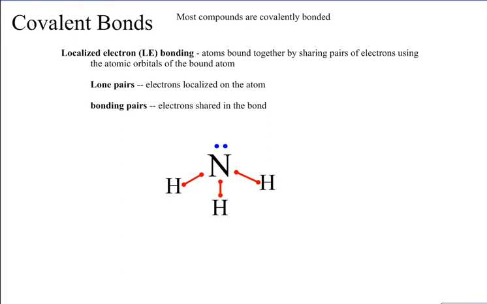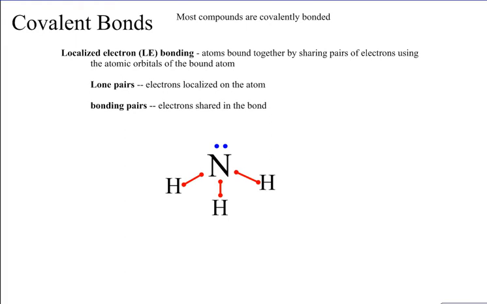There are a couple different models to look at when it comes to the shape, structure, and properties of covalent bonds. The first one we're going to look at is the localized electron bonding model, or theory, which assumes that atoms bound together, or atoms in a covalent bond, are bound together by sharing electron pairs, and those electrons hold those two nuclei together.